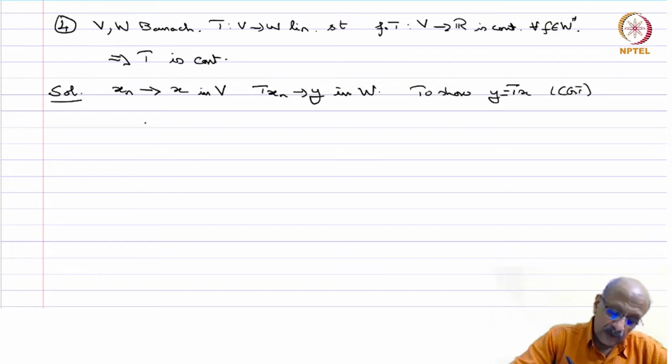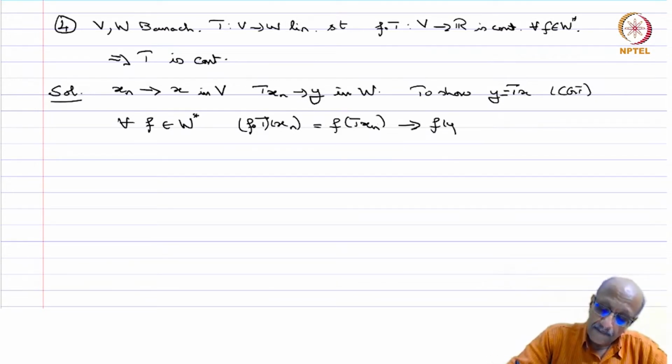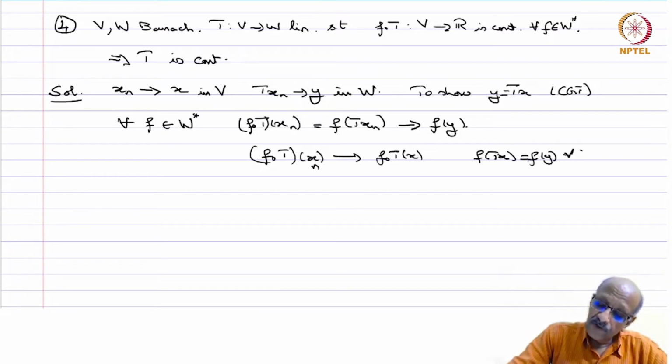Okay, so now we know that for all F in W star, we have F of T xn. So this is F composed with T acting on xn, is F of T of xn. T of xn goes to y, so this goes to F of y. But xn goes to x, so this is also equal to F composed with T of xn goes to F composed with T of x. So F of T of x equals F of y for all F in W star.